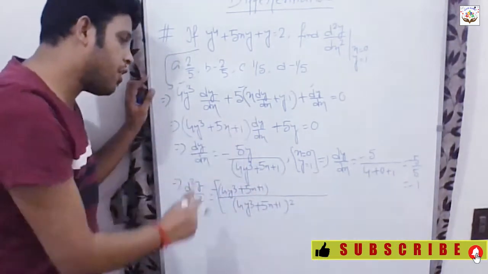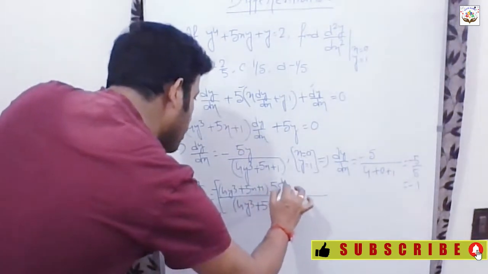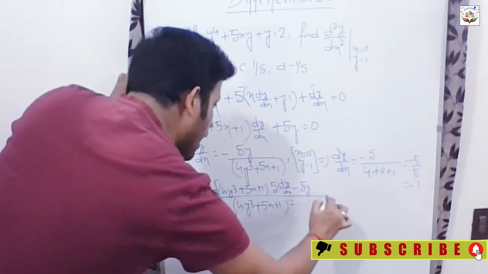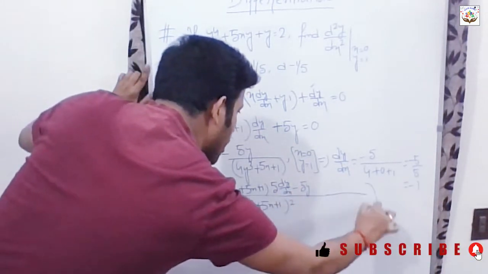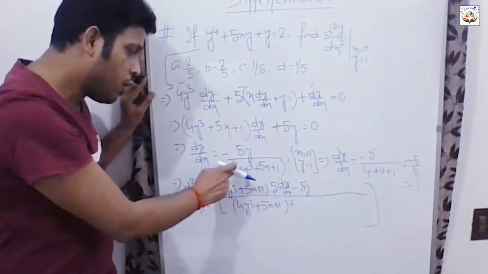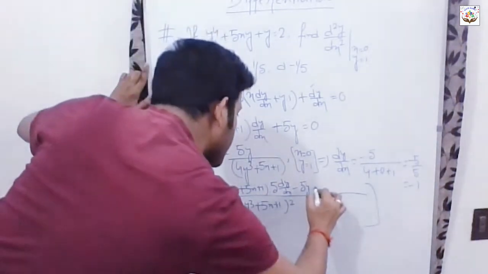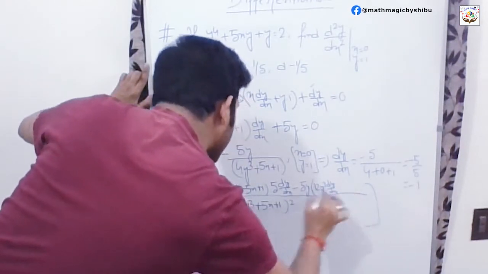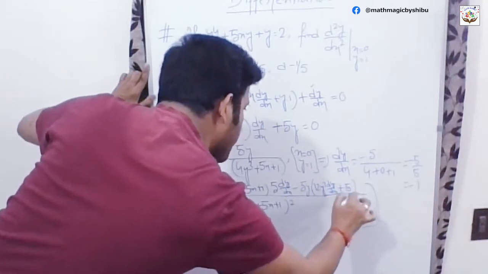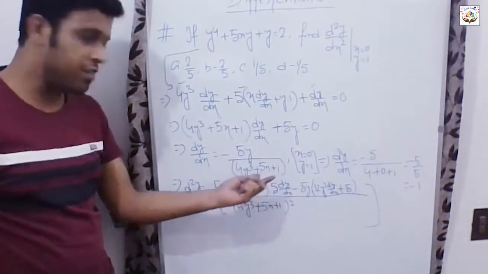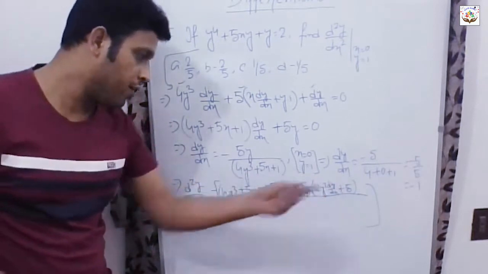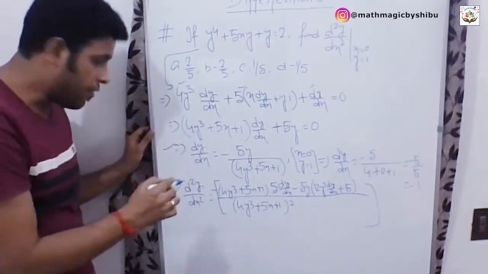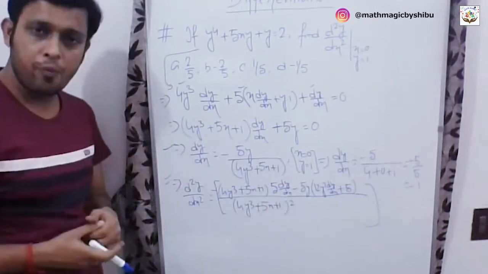So differentiation of 5y would be 5 into dy dx minus 5y into the differentiation of this part, which would be 12y square dy dx plus 5. As we know, the derivative of 1 would be 0 and the derivative of 5x is 5. Just check the differentiation at this line. Then after we will proceed, right?